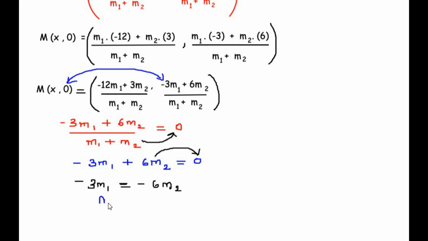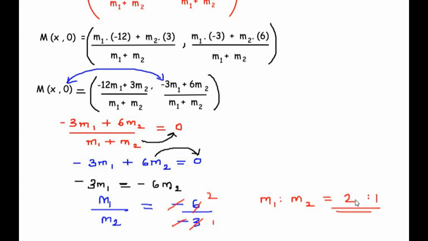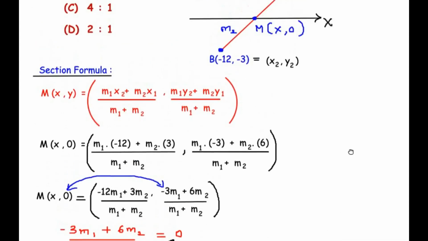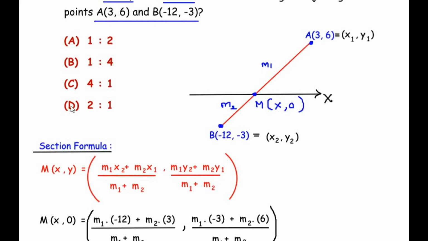So we can write here m1 over m2 is equal to -6 divided by -3. Now here the negative and negative sign cancel each other. So we are left with 3 one times and 3 two times. So the ratio is going to be m1 is to m2. So m1 is to m2 is equal to 2 over 1, this fraction changes into a ratio, that is 2 is to 1. So this is the ratio in which the x-axis divides the line segment. So let us see if it is in the options: 2 is to 1. So it is option D.